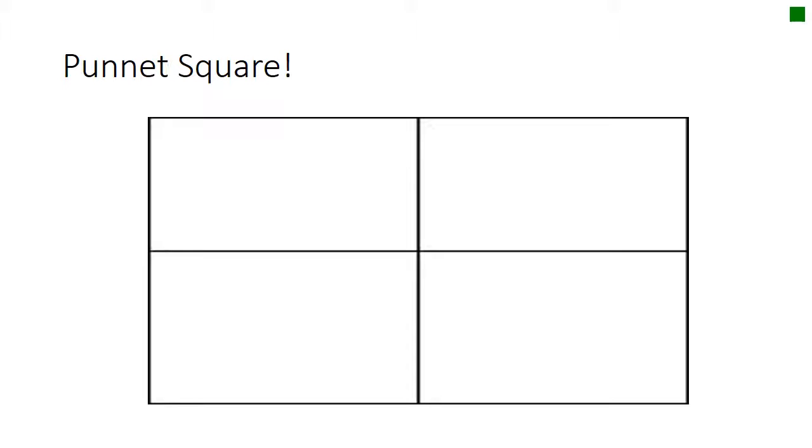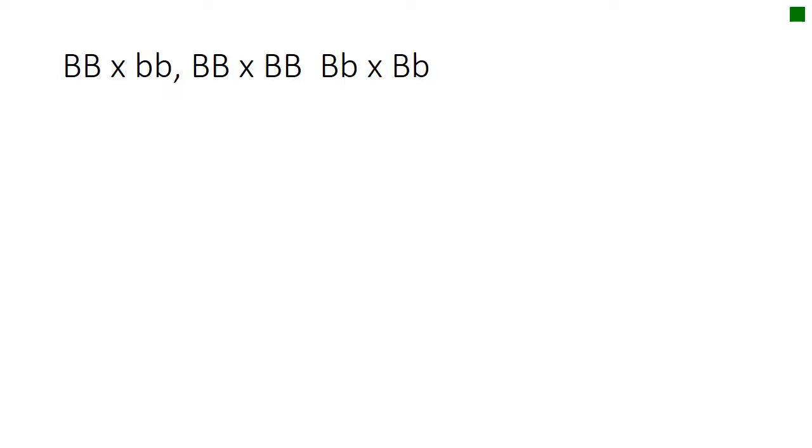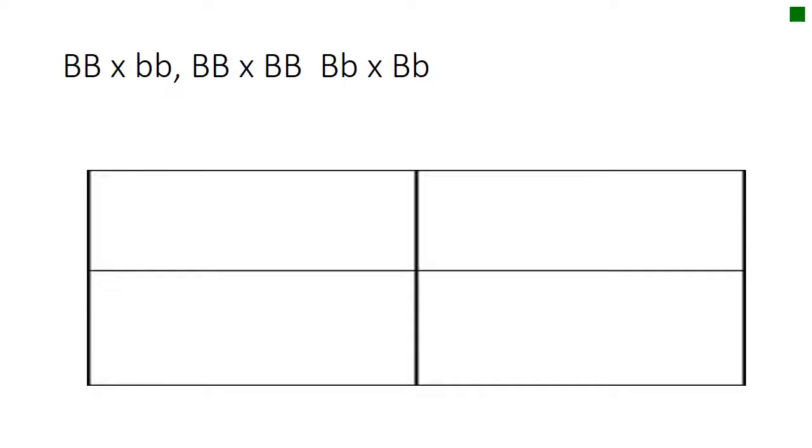So we're going to go ahead and run through some examples here. Okay, so here, this is how you do a Punnett square. Typically, you just have to draw yourself a box, and then draw yourself a grid within that box. So what you're going to be doing is crossing two different species.